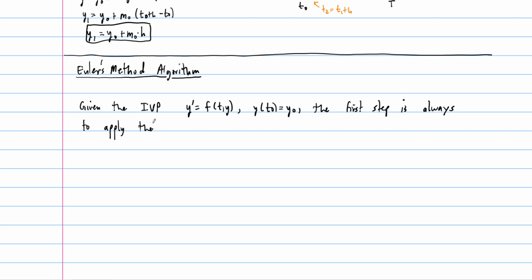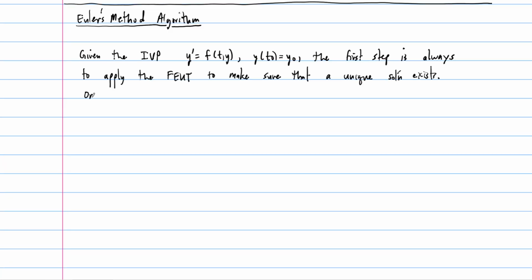And remember the FEUT, we have a general version and a linear version. So we want to apply the FEUT to make sure that this actually has a solution, to make sure that a unique solution exists. All right, then the next step, once the FEUT has been verified, the algorithm is as follows.